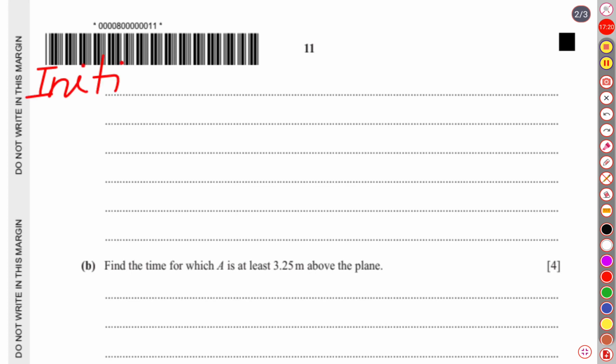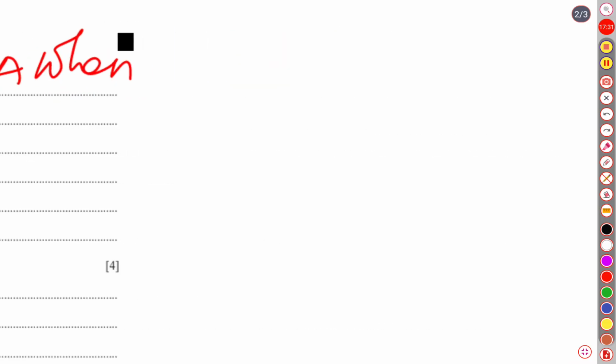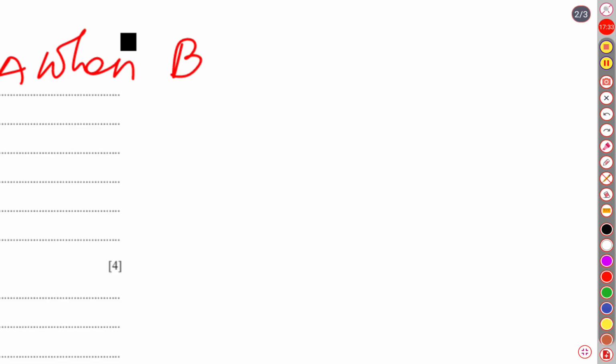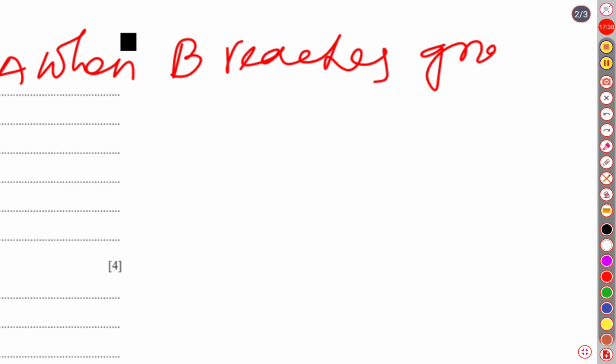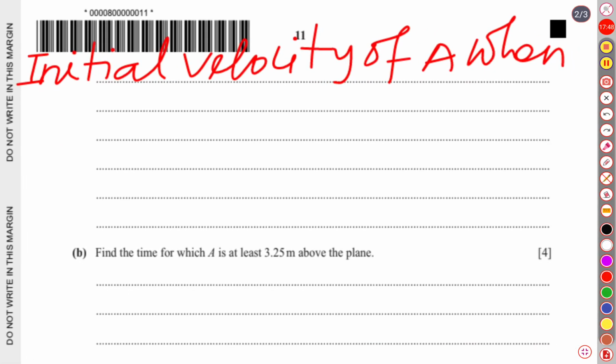Initial velocity of A when B reaches the ground. And we know that the formula is very simple, that is, v square is equal to u square plus 2as.